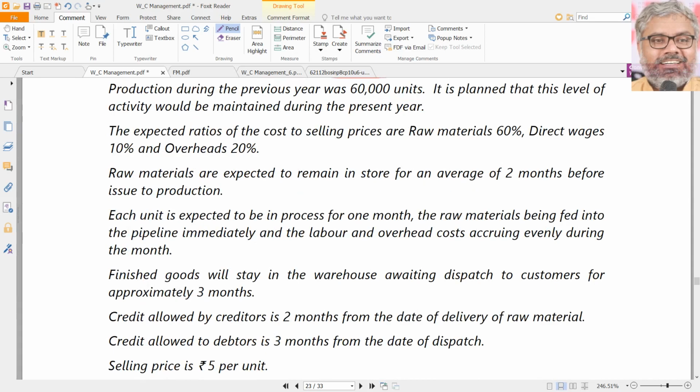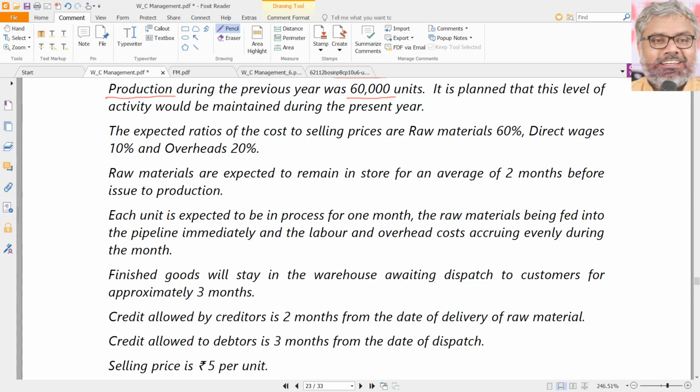Important information has to be identified very carefully. First thing first. Production during the previous year was 60,000 units, that is production. It is planned that this level of activity would be maintained during the present year also. So last year it was 60,000, this year also production is going to be 60,000 units only.